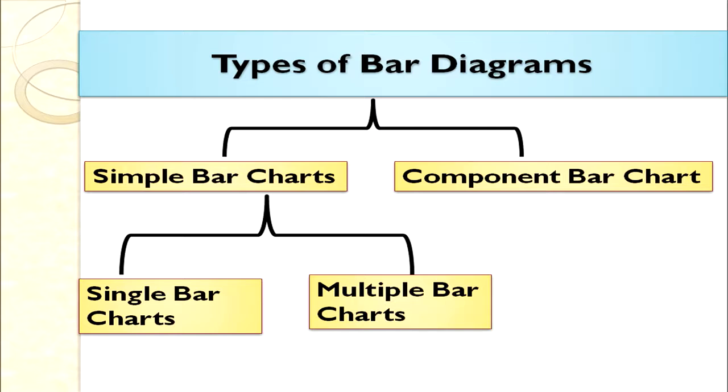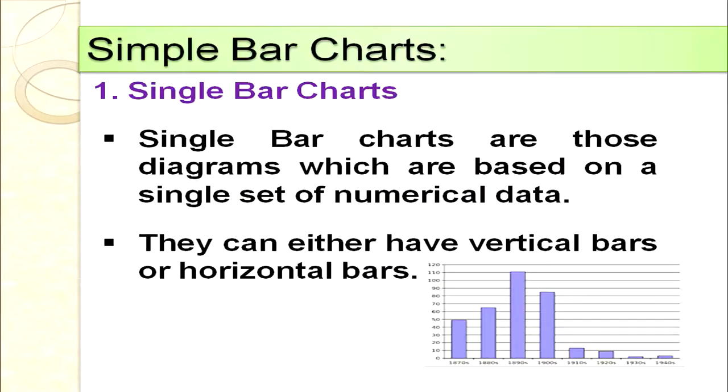When we talk about the simple bar chart, in this we can also discuss the single bar chart, where single data is given, and the multiple bar chart, where two or more sets of data are given. So, let us discuss them in detail, what is a simple bar chart, and then we are going to discuss the component bar chart. Now, what is a simple bar chart? Simple bar charts are those diagrams which are based on a single set of numerical data. That means we got only one type of data. While we are drawing these bars, they can be vertical as well as horizontal. But as I have told you earlier, you will always go for vertical bars.